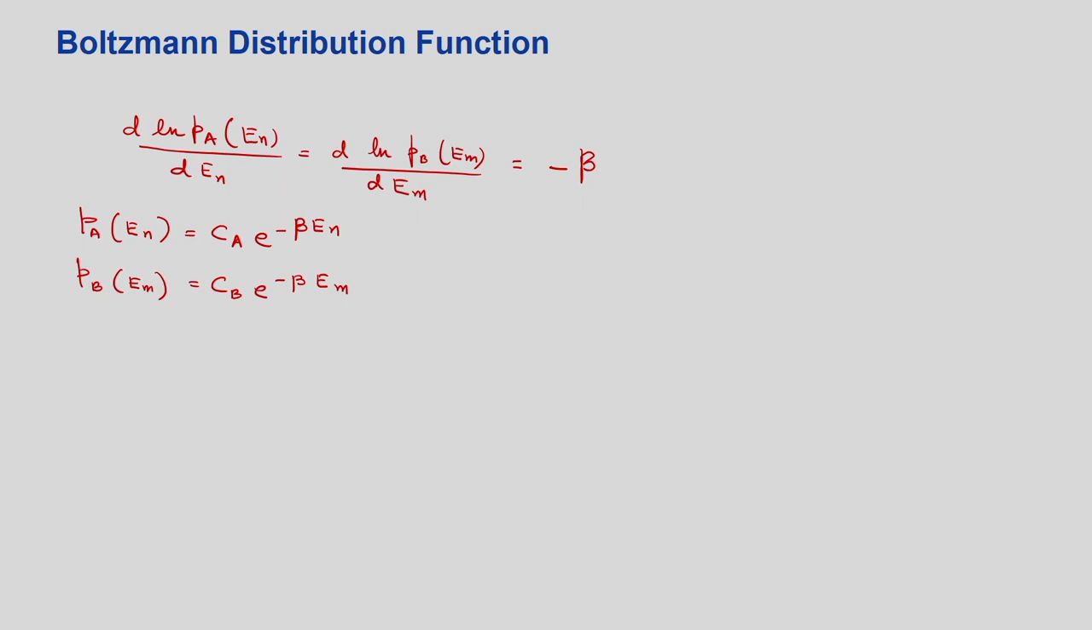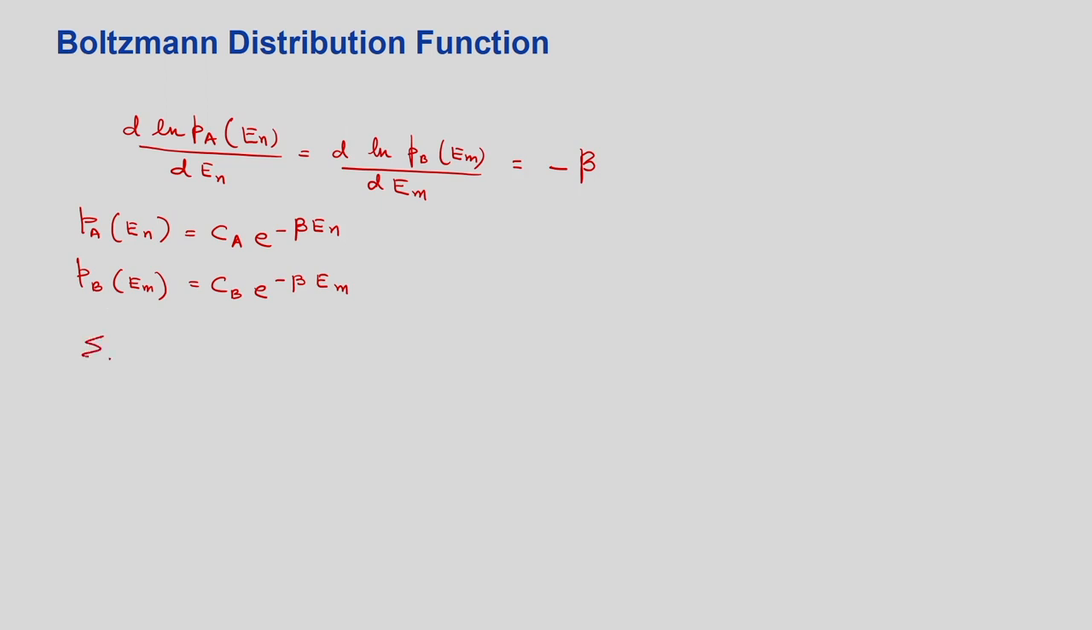Now, we need to find out what Ca and Cb are. The easiest way to find out is to use a normalization constant. We know that the total probabilities of all the microstates, if you sum them up, is equal to 1. So the probability of Pa equals 1 and the probability of Pb is equal to 1. That condition we will use.